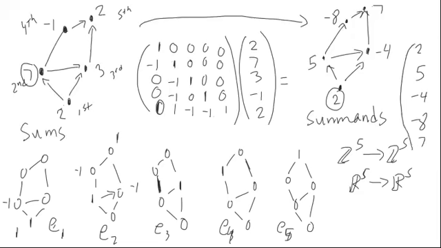So notice how this map, written as a matrix and multiplied to this column, gave us the desired solution of summands.